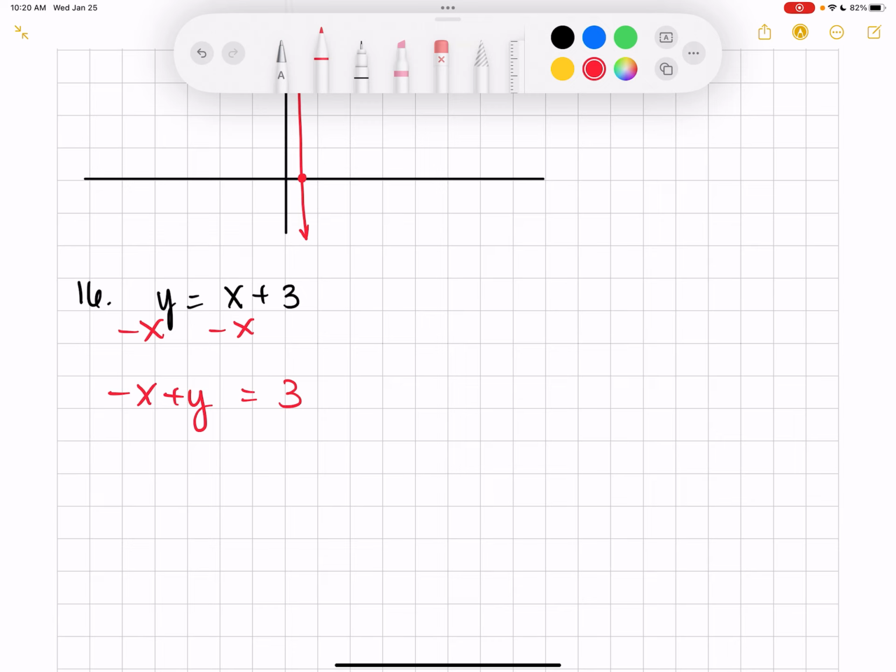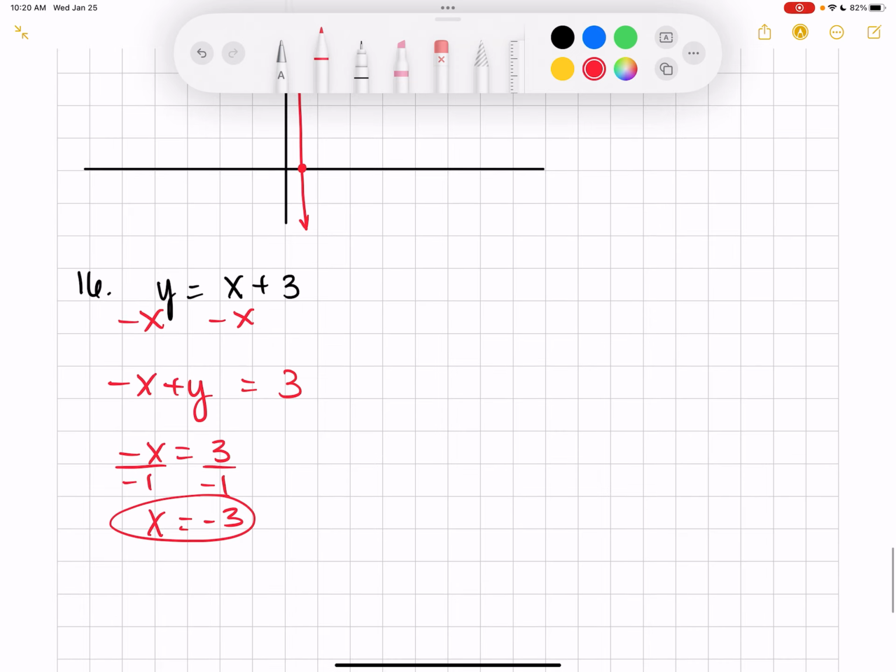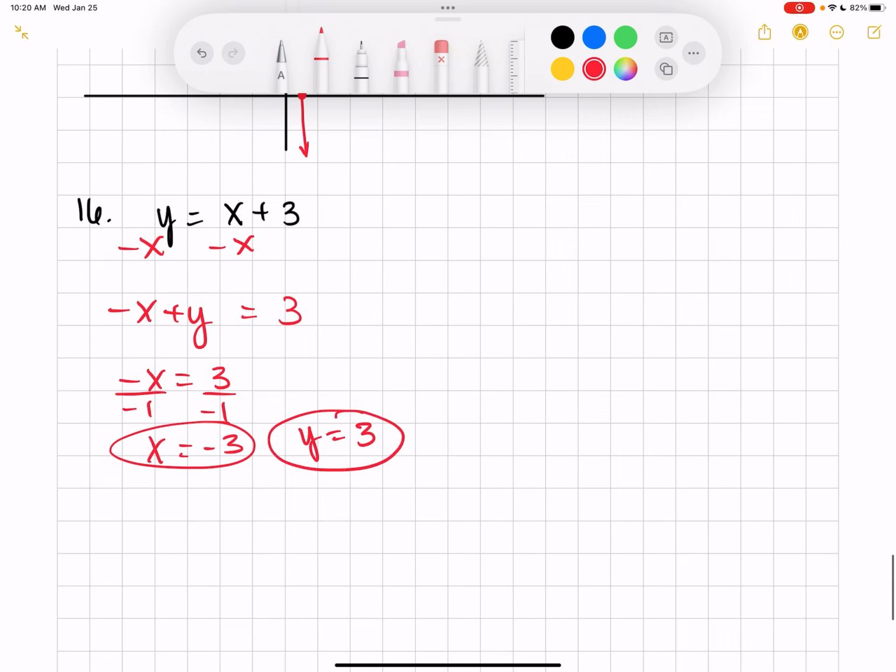Negative x equals 3. Yep. And so then x is equal to what? Or what do I do to get x? Divide by -1. So that gives me x is equal to 3 divided by -1, which is -3. So that's my x-intercept. How about y? Y equals 3. And that one's already solved.